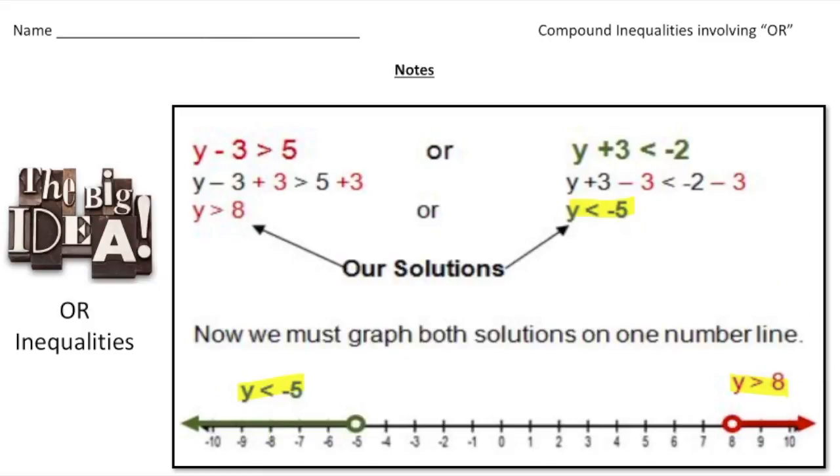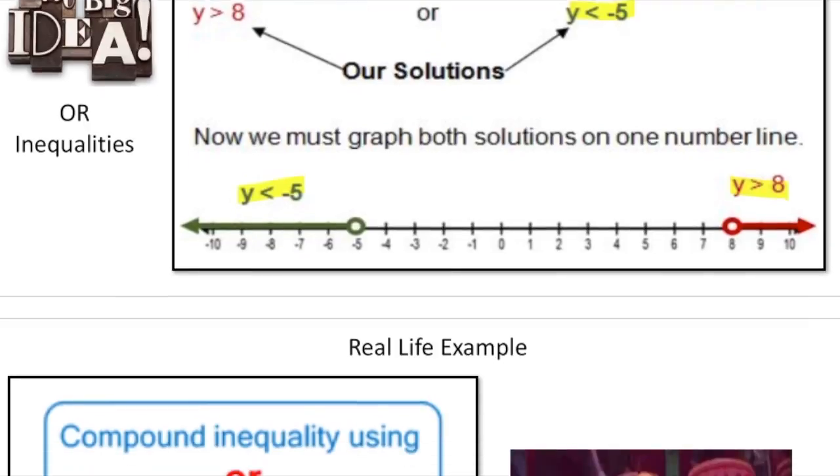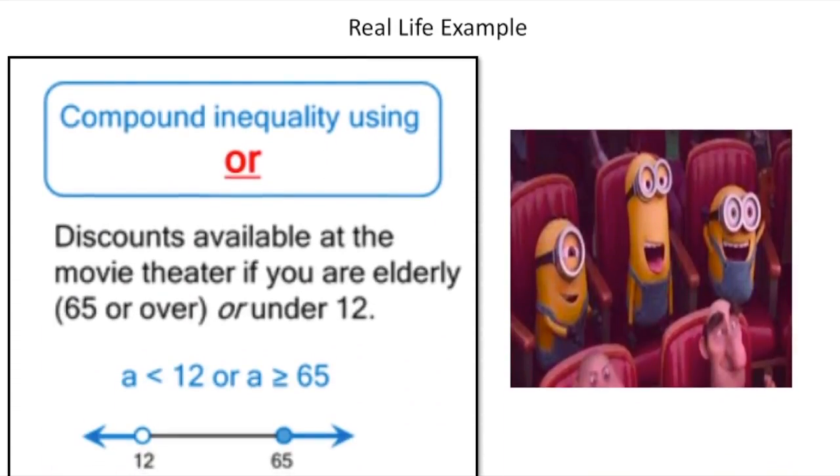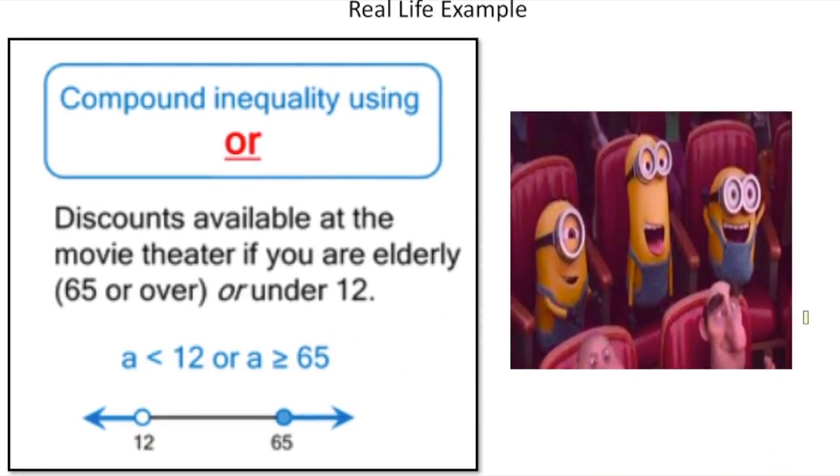Let me give you a real life example. If you turn the page, here's a really good example of a compound inequality involving or. I'm sure you've been to the movies before. Here's the Minions. Not everybody pays the same amount of money to go to the movies. Discounts are often given to kids and also senior citizens. So this is a nice example of a compound inequality, where students under the age of 12 get a discount, and then seniors who are 65 or older also get a discount.